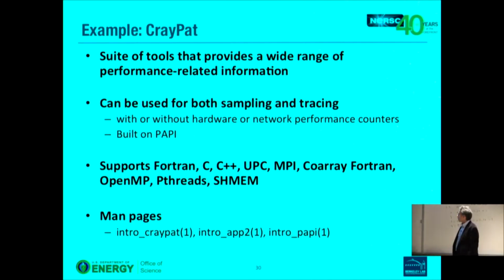So as an example, CrayPat. This is the optimization tool provided by Cray on their systems. So this is the one we probably suggest you start trying to use first. It's a suite of tools, and it can do a lot of different things. It can be used for sampling and tracing, as David described. It supports everything. And the best place to actually get documentation is to read the man pages that Cray supplies on the systems.